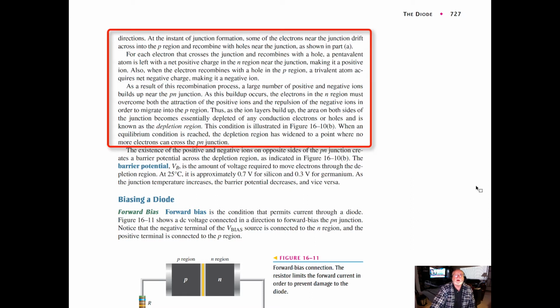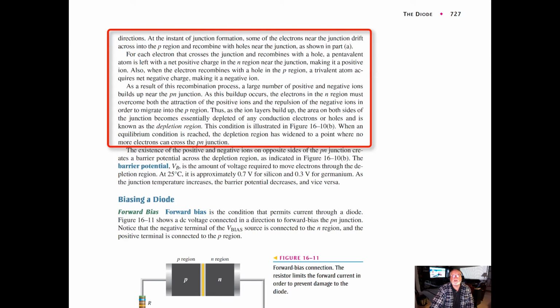As a result of this recombination process, a large number of positive and negative ions builds up near the PN junction. As this buildup occurs, the electrons in the N region must overcome both the attraction of the positive ions and the repulsion of the negative ions in order to migrate into the N or the P region. Thus, as the ion layers build up, the area on both sides of the junction becomes essentially depleted of any conduction electrons or holes and is known as the depletion region.